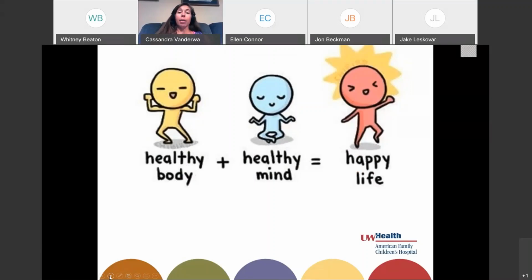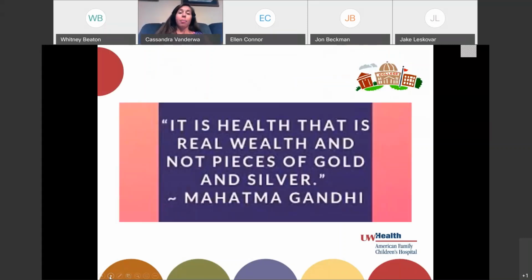Taking a step back and being proud of the fact of how you've managed your disease or how you could manage it in the future. Because most importantly, we believe that health is the real wealth, and not pieces of gold and silver. I believe Mahatma Gandhi said it best when he stated this, because this helps us understand the priority that our health can be.